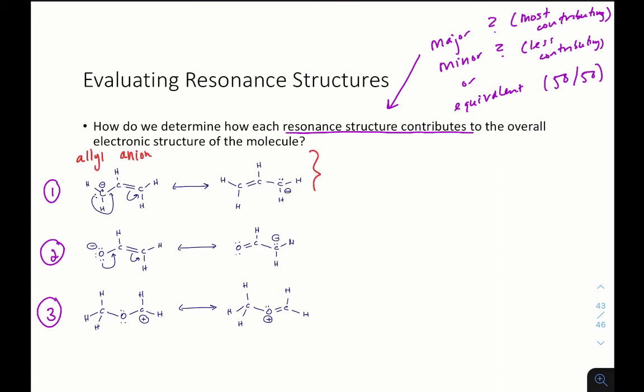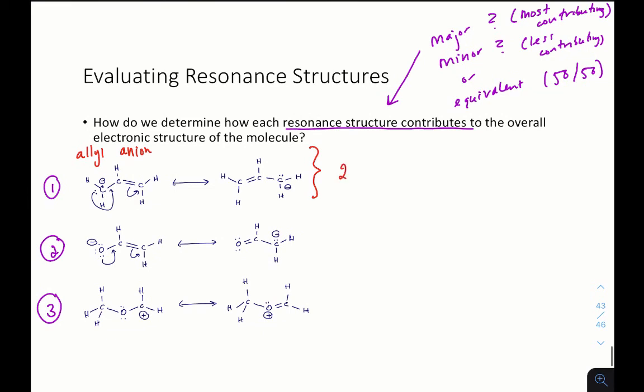For this first molecule, the allyl anion, we have 2 equivalent resonance structures. You cannot tell them apart. There is a C- or carbon anion adjacent to a pi bond, to a CH=CH2. Same thing here, C- adjacent to a CH=CH2. If I spun these molecules around in space, you would not be able to tell them apart. So we have 2 equivalent resonance structures, which means that the actual electronic structure, the actual molecule, is a 50-50 mixture of these 2 structures.